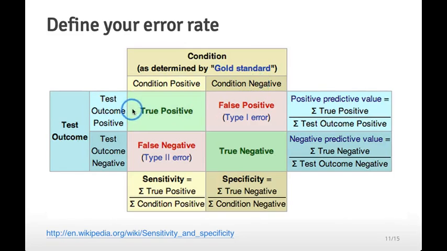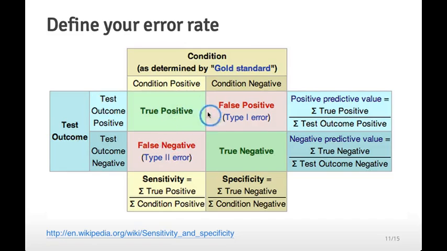Again, if you are sick and we identify you as sick, we call that a true positive. If we identify you as healthy and you are healthy, that's a true negative. And then the two different types of errors that we can get are the type of error where you're healthy but we call you sick, or where you're sick but we call you healthy.